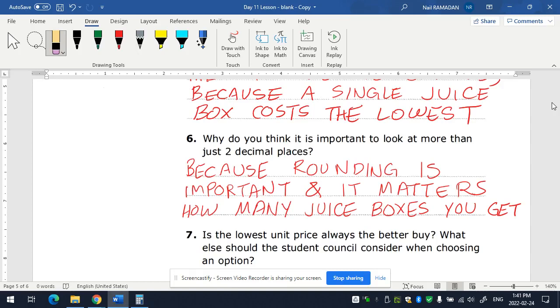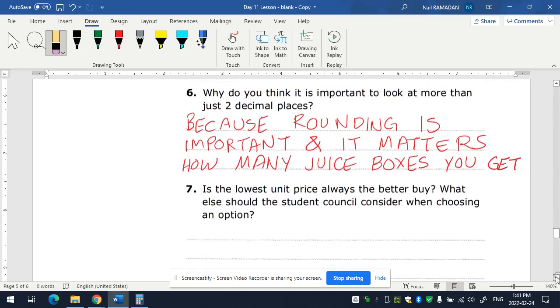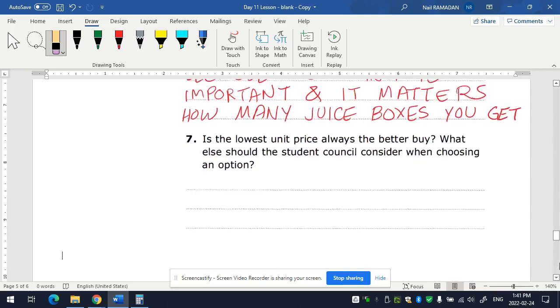Is the lowest unit price always the better buy? Obviously not. What else should the student council consider when choosing an option? We said quality from yesterday, everyone. Quality. We also said the size of a pack, like the size of a case.